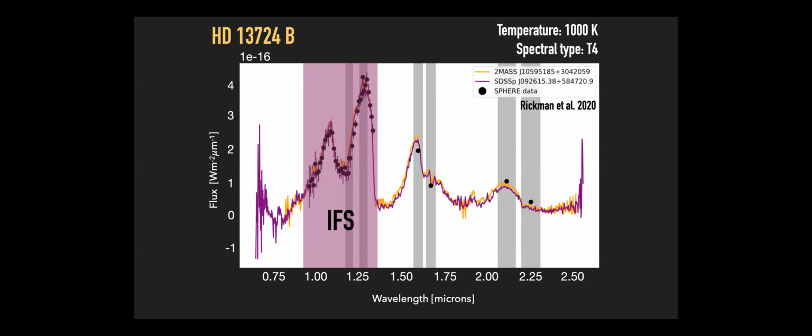And as we can see, we've got some nice spectral features from both methane and water primarily. And so we did a fit of this compared to observed field brown dwarfs and models. And what we obtain is the spectral type of a T4 with a temperature of about 1000 Kelvin. And this seems to agree pretty well.